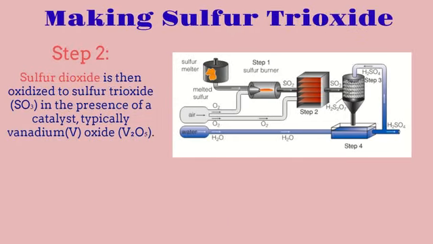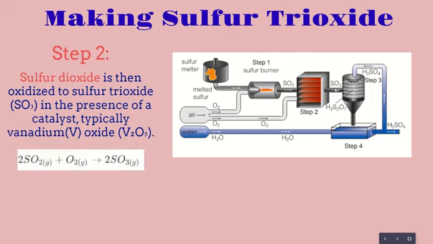For step number 2, this is where we actually create sulfur trioxide. So sulfur dioxide from this tunnel is then oxidized to sulfur trioxide in the presence of a catalyst, typically vanadium oxide. So in this case, over here, vanadium oxide is inside of here, and this is also a catalyst which basically converts this SO2, which is sulfur dioxide, into sulfur trioxide. So from this tunnel we have sulfur dioxide, and once it escapes and goes through this catalyst, then it'll become sulfur trioxide. And basically here we have sulfur dioxide plus more oxygen is equal to sulfur trioxide.